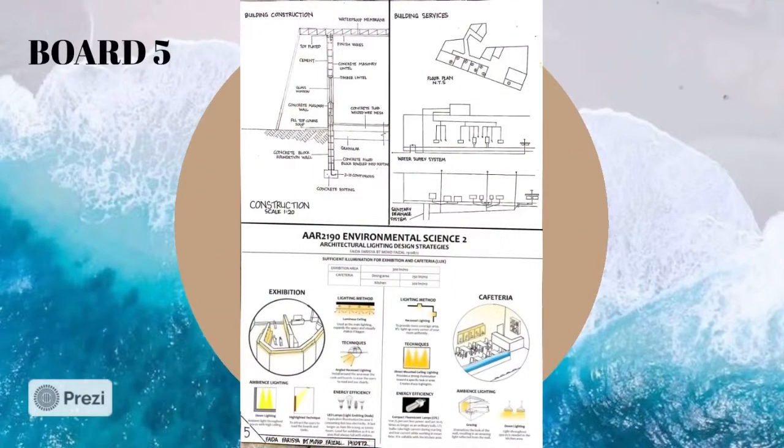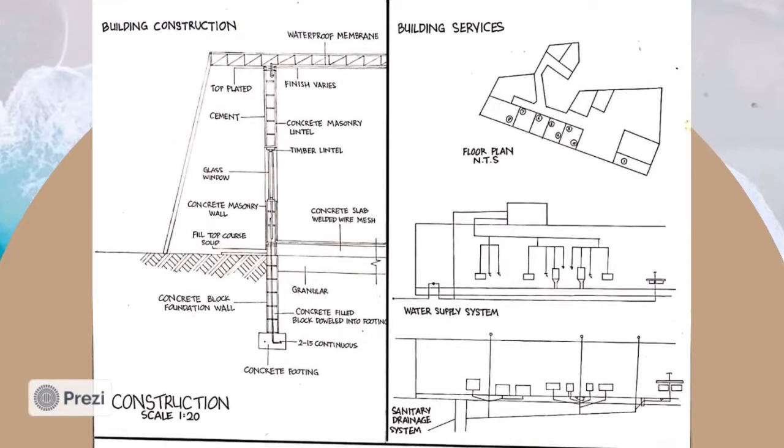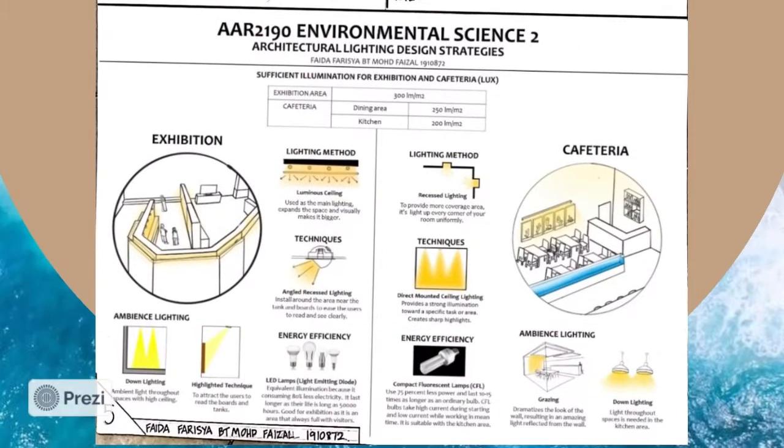And the last board, which is board 5, contains construction, building service and lighting for environmental science. For the construction detail, I'm using concrete as the wall and steel as the roof material. And these are the building service that show the sanitary and water supply system. And the last part is lighting design strategies.